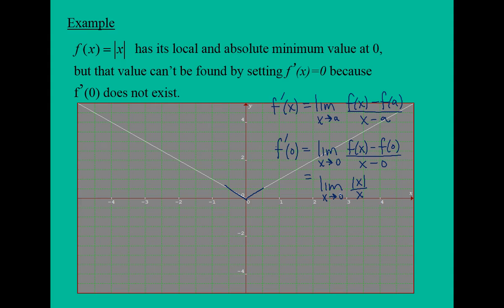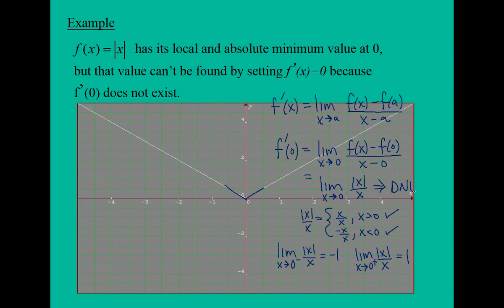However, if we built a piecewise function, we know it equals x divided by x, which is 1 when x is greater than 0, and negative x divided by x when x is less than 0. So if we looked at the one-sided limits, we'd have the limit of the absolute value of x over x as x approaches 0 from the left. We would use this, and we can see that negative x divided by x is just negative 1. The limit of the absolute value of x over x as x approaches 0 from the right, we would use this function, which is x divided by x, which is 1. We can see the one-sided limits do not agree. Therefore, this limit does not exist, which indicates this derivative does not exist at 0.